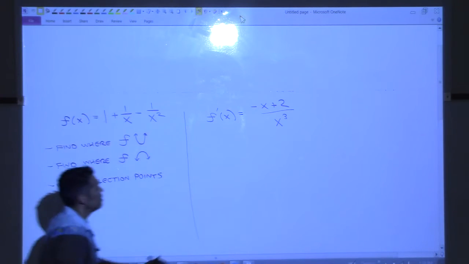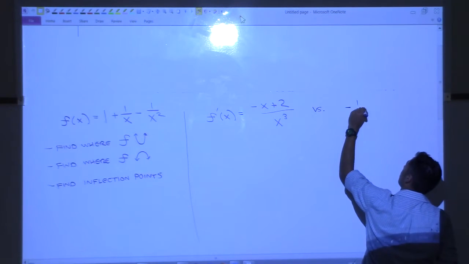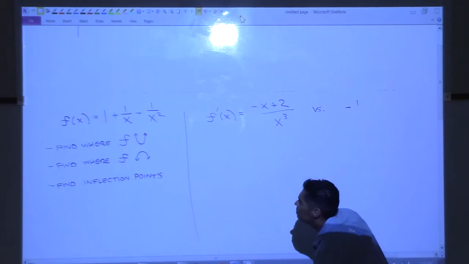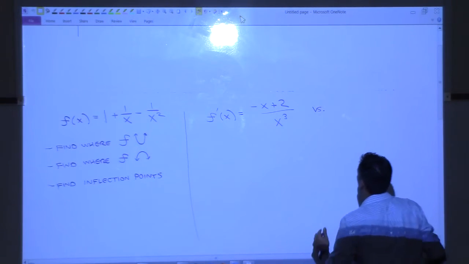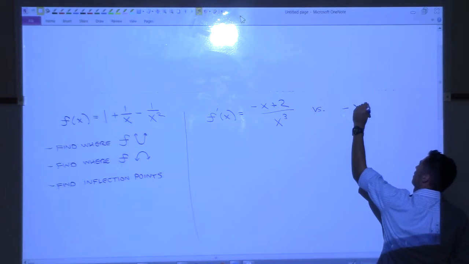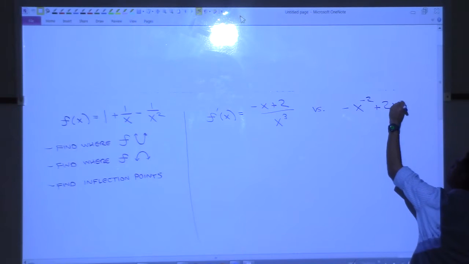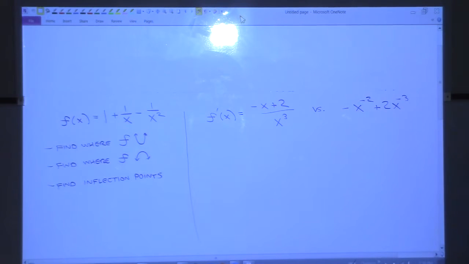So we have that versus negative 1 over... no, it was before that. Negative x to the negative 2? Is that what we had? Plus 2x to the negative 3, right? Remember that version? So which one would you rather take the derivative of?